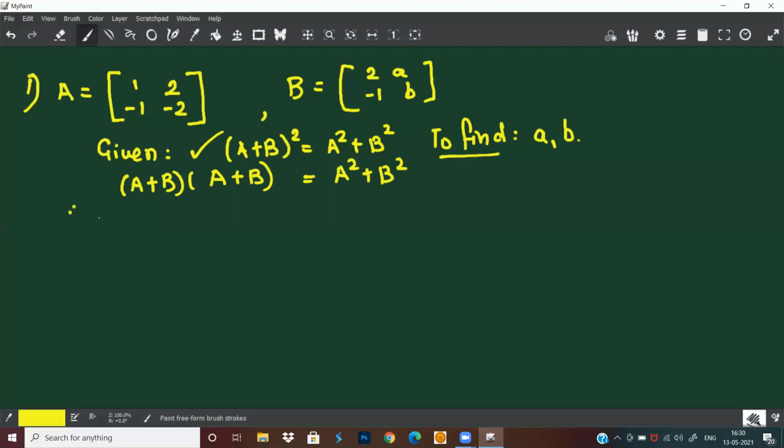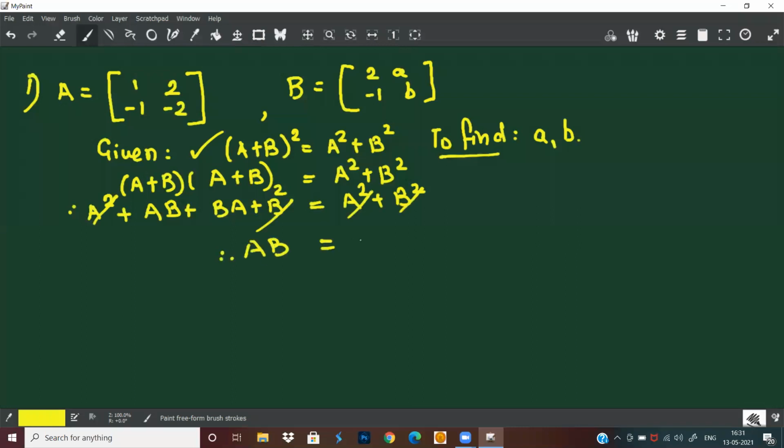Now, when you open this bracket, it is A × (A+B). So I'm writing directly now: A² + AB + BA + B². It is given to you as A² + B². So you can cancel A² and B² from either side. So you will have AB + BA is a null matrix. So in short, if this is given, it means that this is given to you. All of you follow?